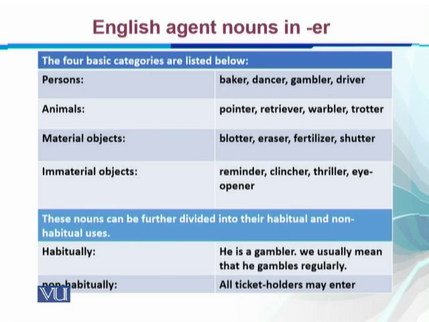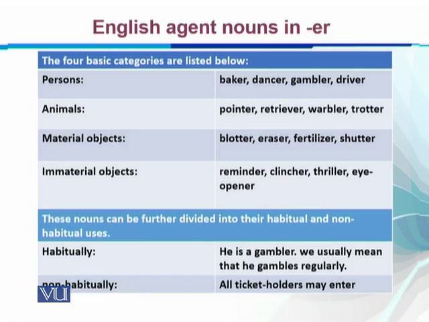Gambler and driver. Animals: pointer, a dog which is used while hunting, where the hunter points it to a certain prey and it runs to get it. Material objects: blot and blotter, erase and eraser, and immaterial objects like reminder, clincher, thriller, eye opener. So they can be further divided into two types.